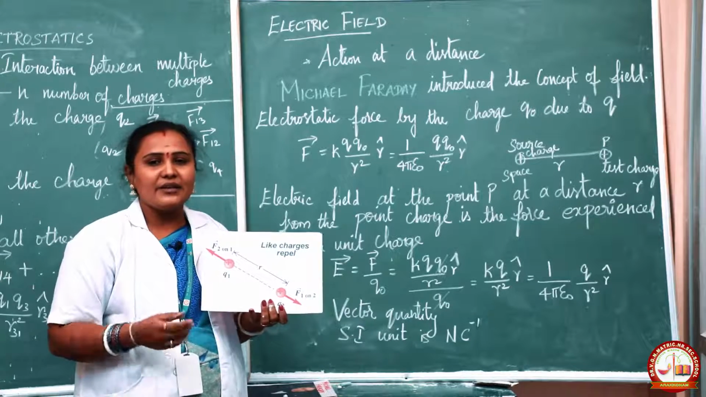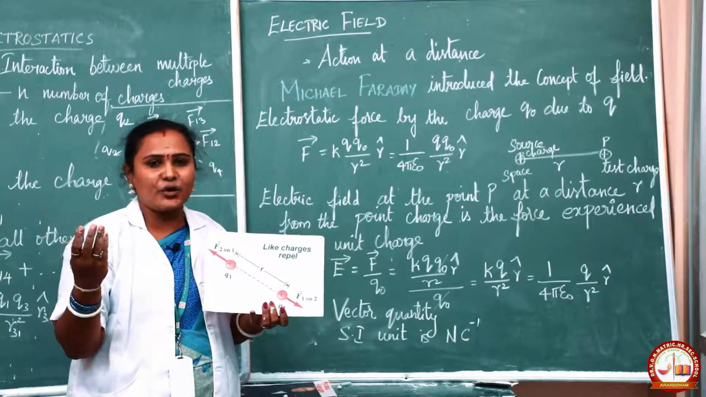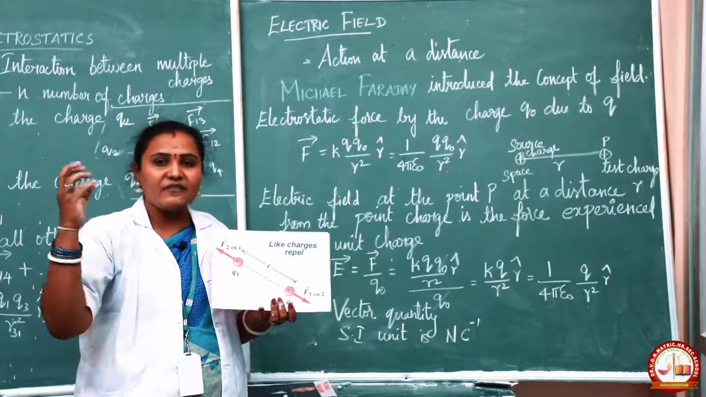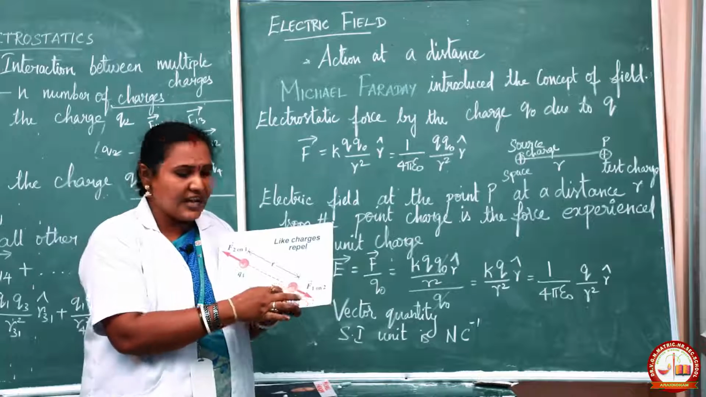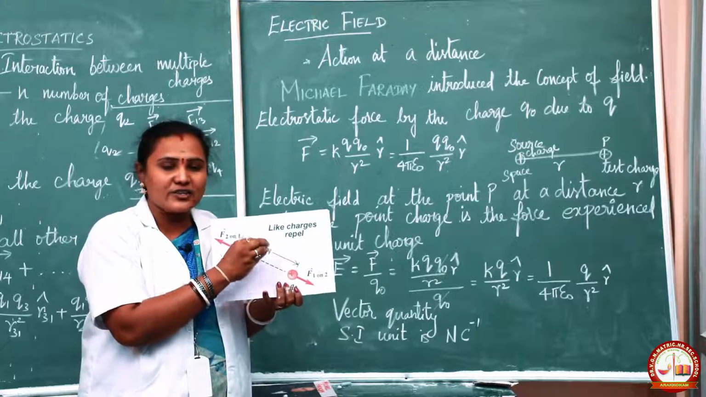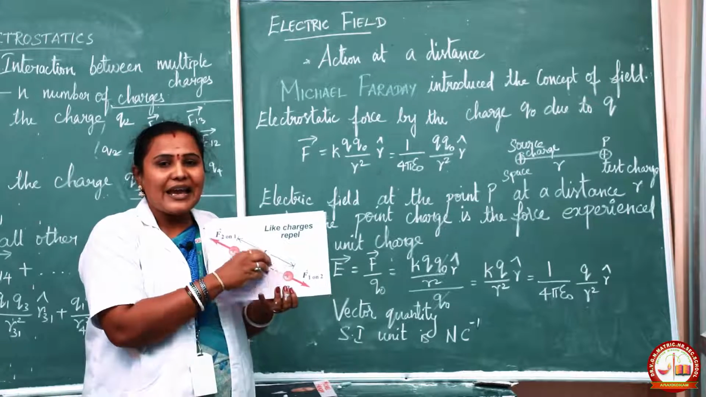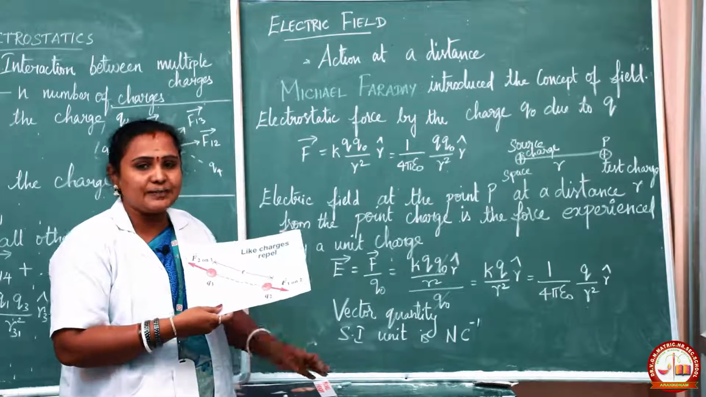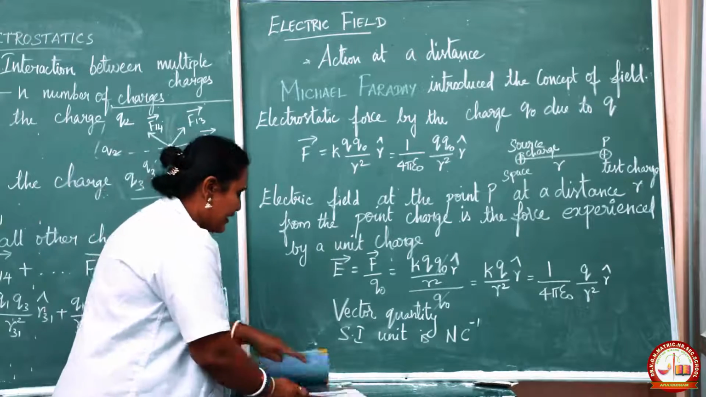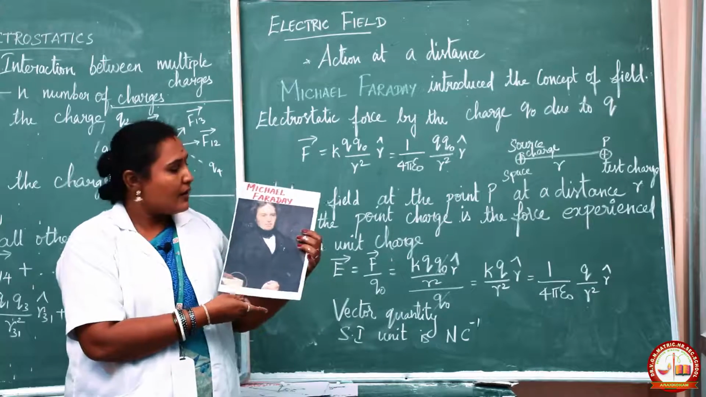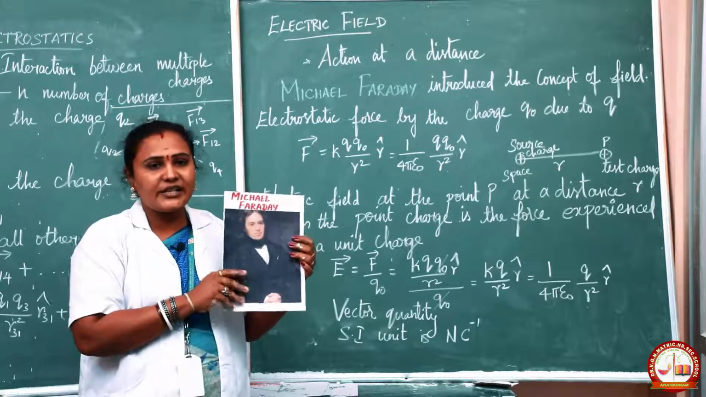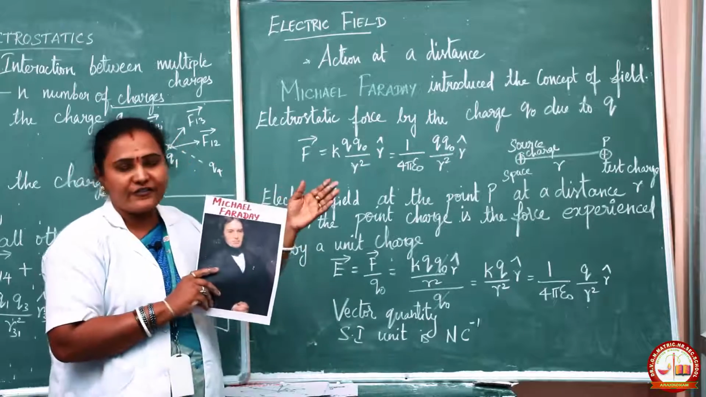How is it happening? It is placed at some particular point. How does the other charge which we are bringing in know about the charge which is already present here? That concept was explained by the English scientist Michael Faraday, the man who introduced the concept of field.